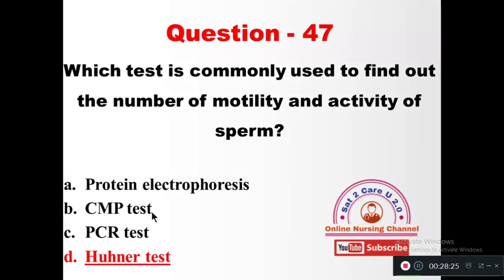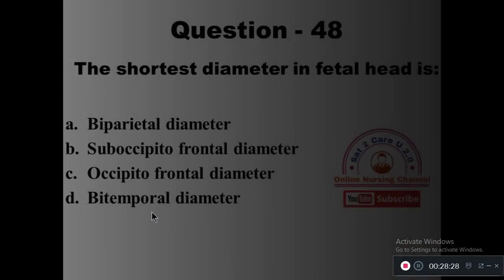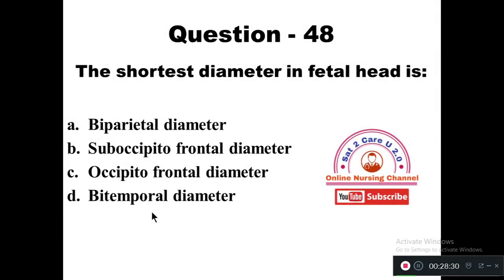Question number 48. The shortest diameter in the fetal head is option A, biparietal diameter, B, suboccipitofrontal diameter, option C, occipitofrontal diameter, and option D is bitemporal diameter. The shortest diameter in the fetal head is option D, bitemporal diameter.